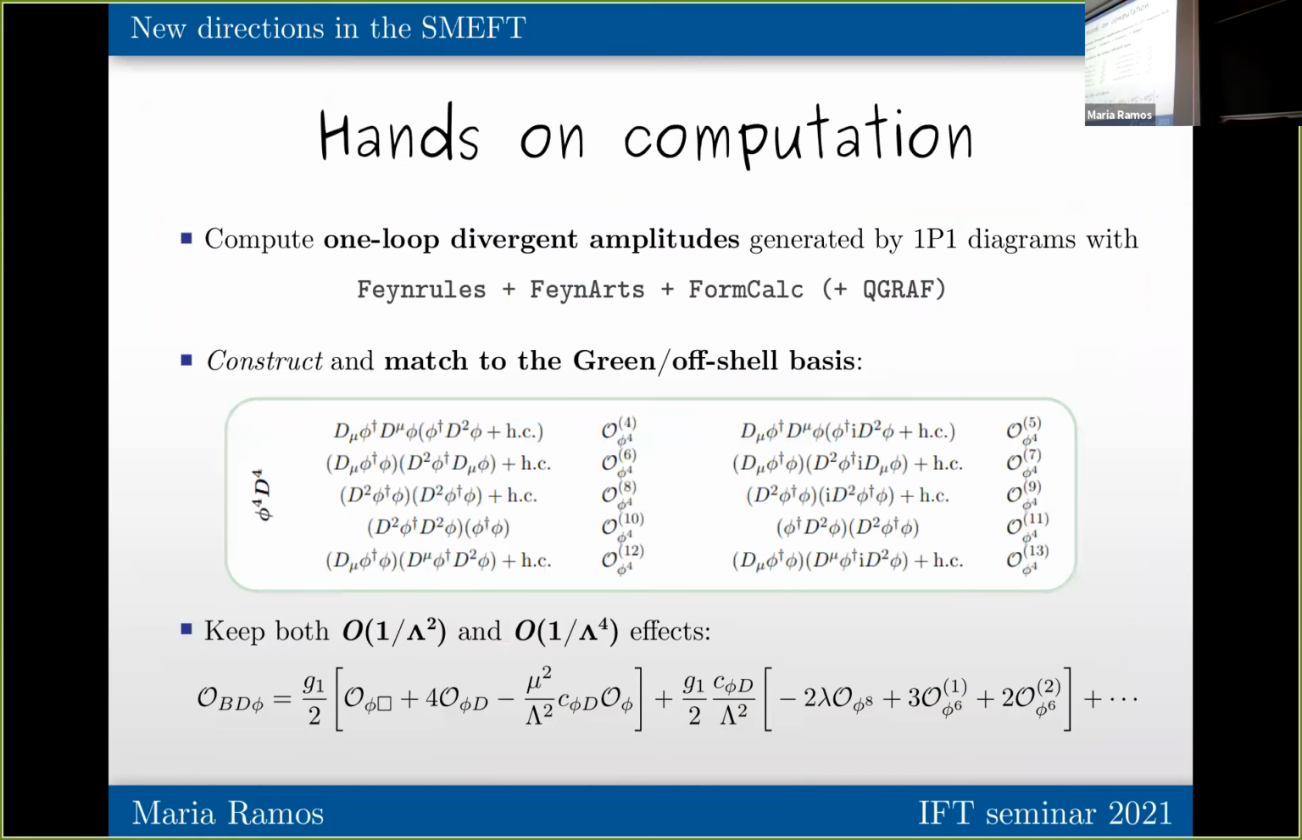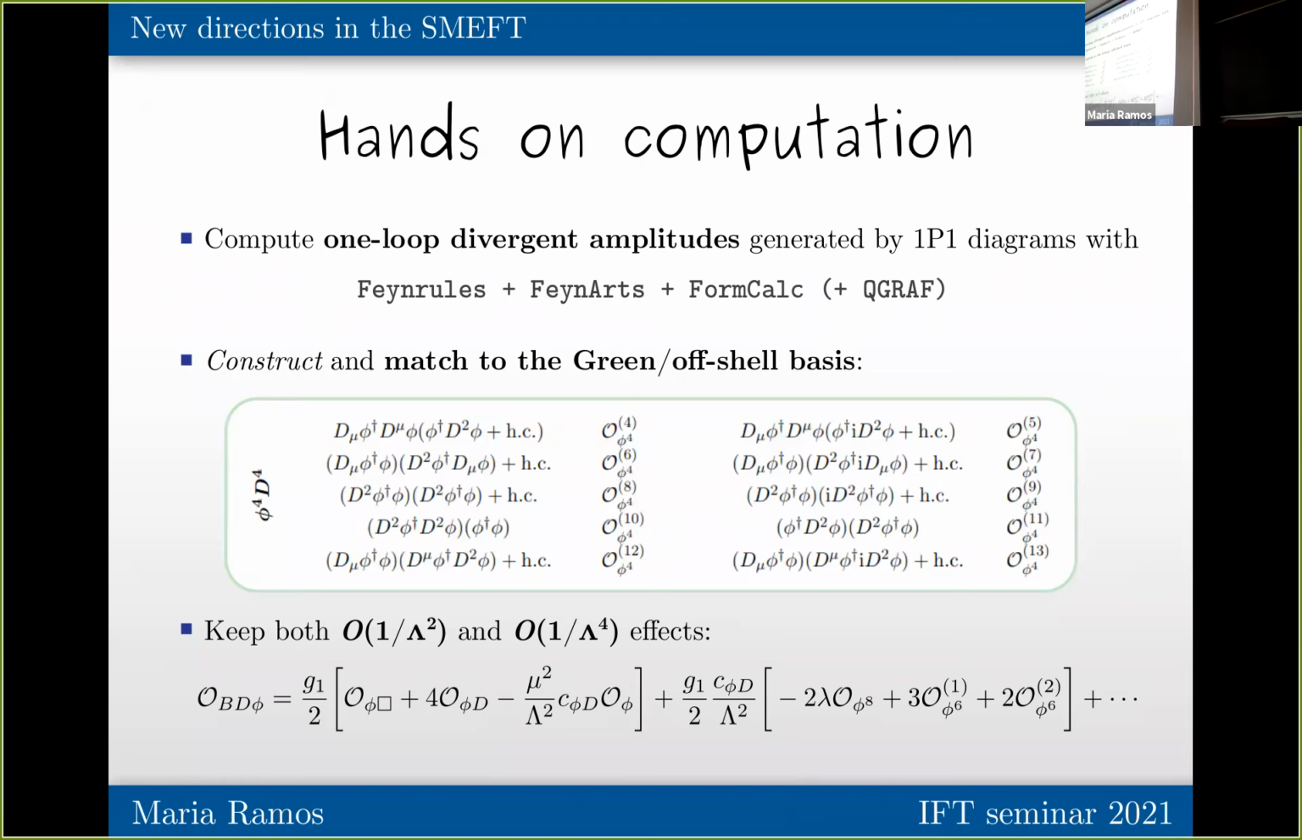Let me go through a bit the details of the calculation. So to consider this problem, we had, of course, to get the divergent amplitudes at one loop. And this we did by considering the irreducible diagrams by putting our Lagrangian in FeynRules, then drawing the diagrams with FeynArts, and finally extracting the one-loop divergent amplitudes with FormCalc. And we did some manual checks using other programs as well.